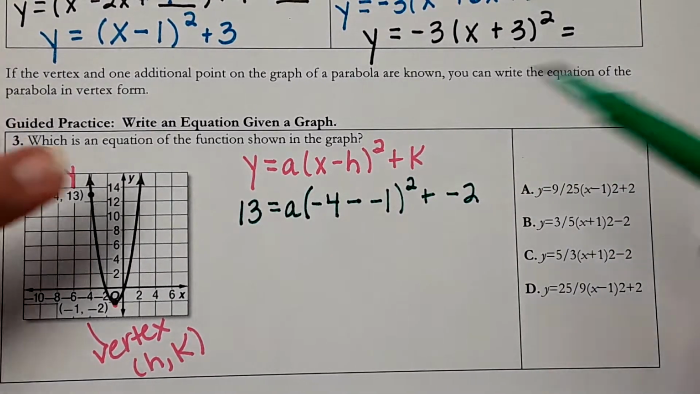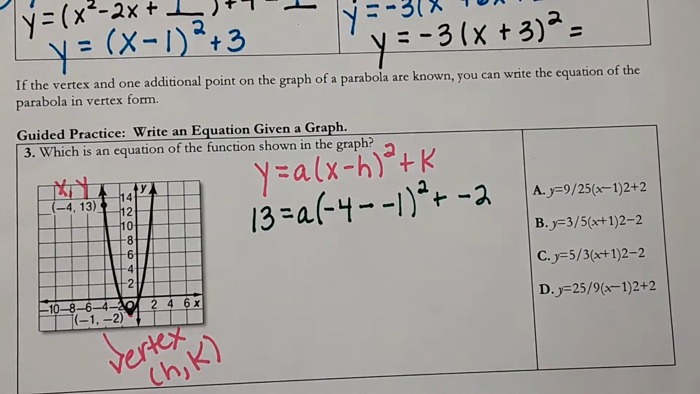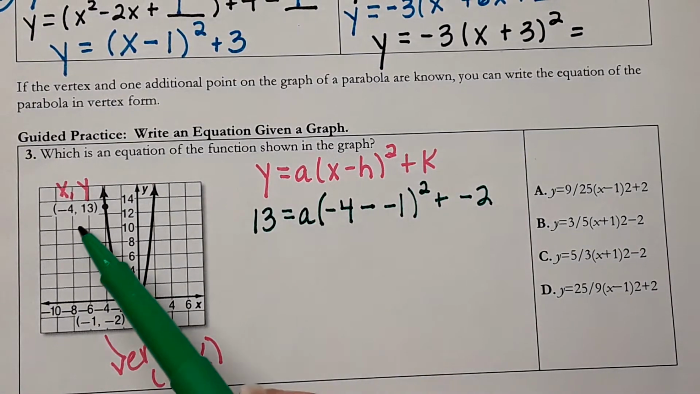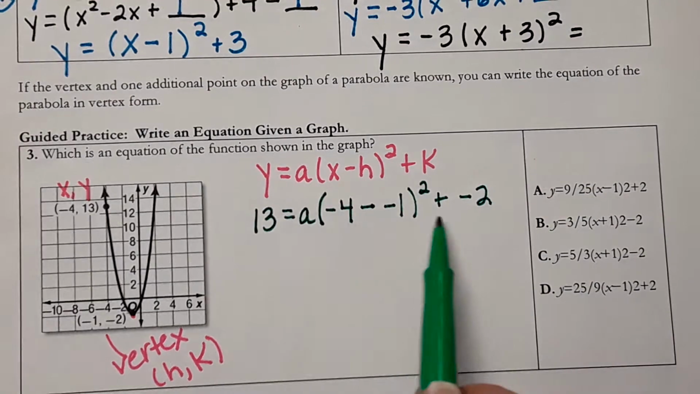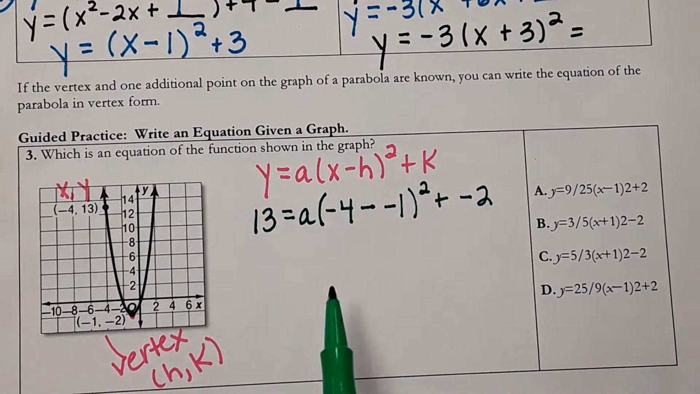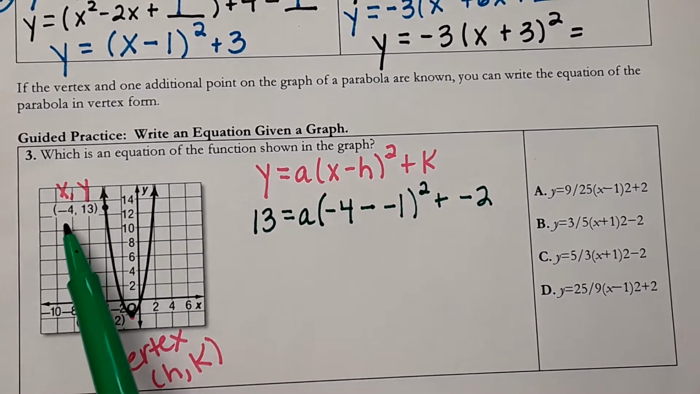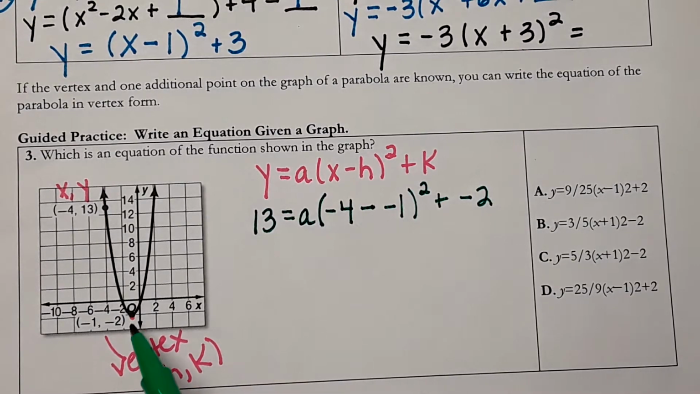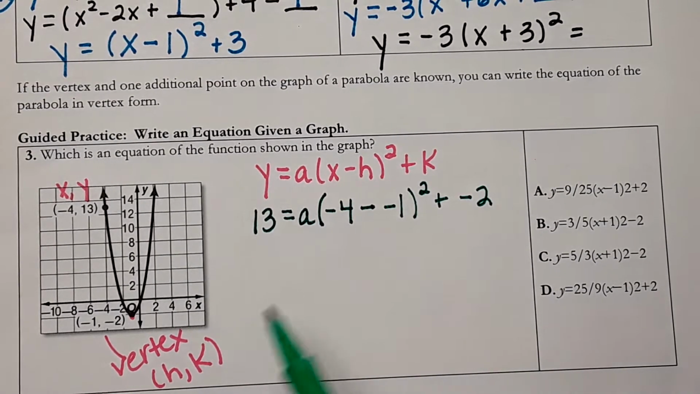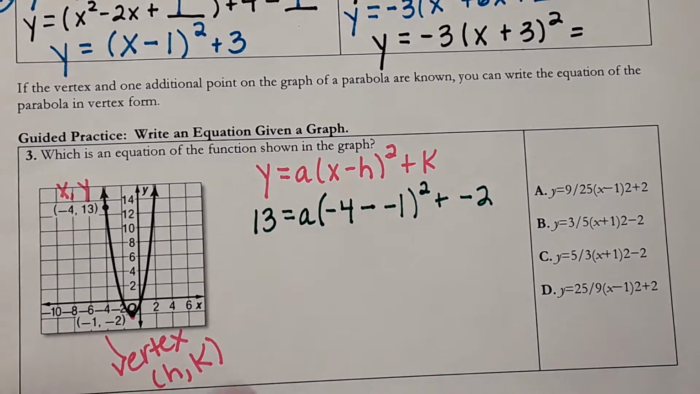So again, I'm starting with vertex form, and then I'm using the information from the graph to plug into the equation. I know that this is X, Y because that's just the point. I knew this was the vertex because it's at the bottom of the graph. Now I'm going to solve for A. That's the only variable left, so I'm going to solve for it.